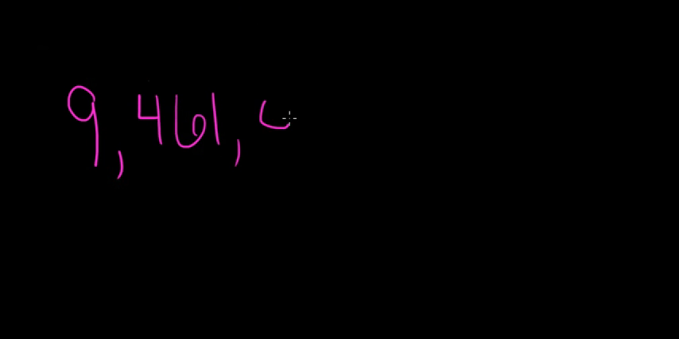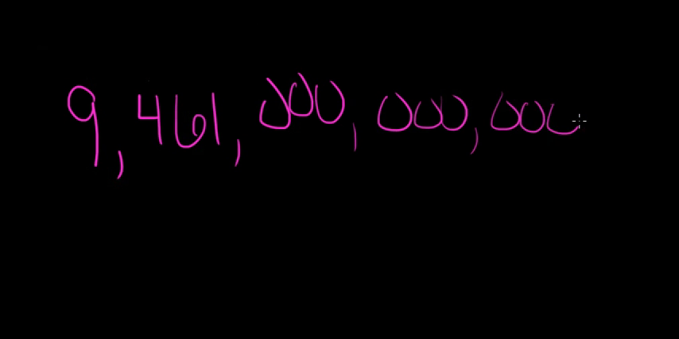But scientific notation is a way of taking very large or very small numbers and putting them in a manageable form that we can actually use mathematical operations with to arrive at answers to certain problems. To give you an idea, scientific notation would be taking a number like this one here: 9,461,000,000,000.